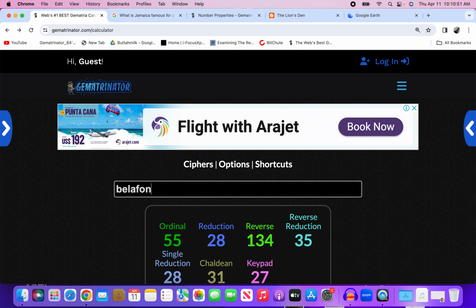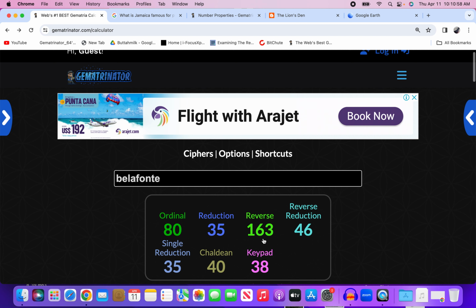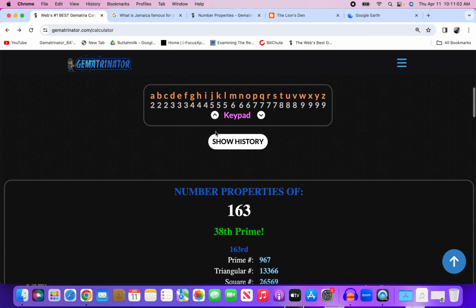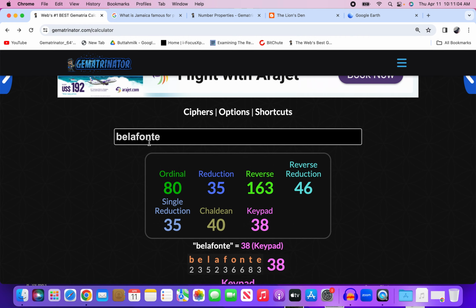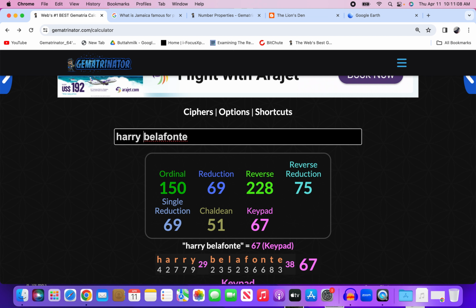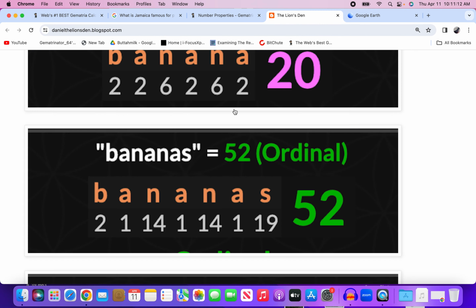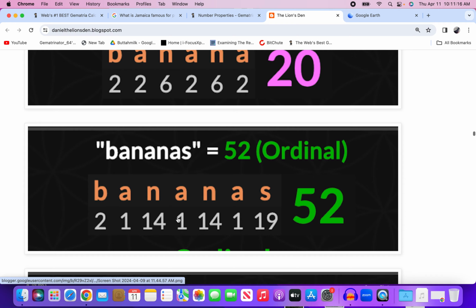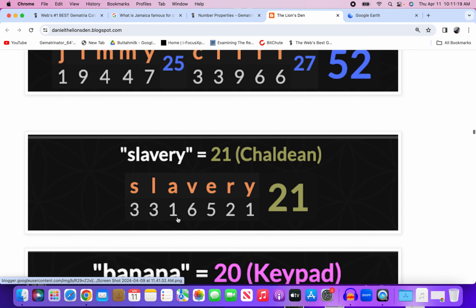Harry Belafonte, I believe, has got some Jamaica numbers. He sang that song. Belafonte, 38. And 163, the 38th prime, as I mentioned before. There's the proof, in case you didn't believe me. Harry Belafonte. I think he's died. Pretty sure he did. Sugar, 21, just like, what do we have? Slavery.